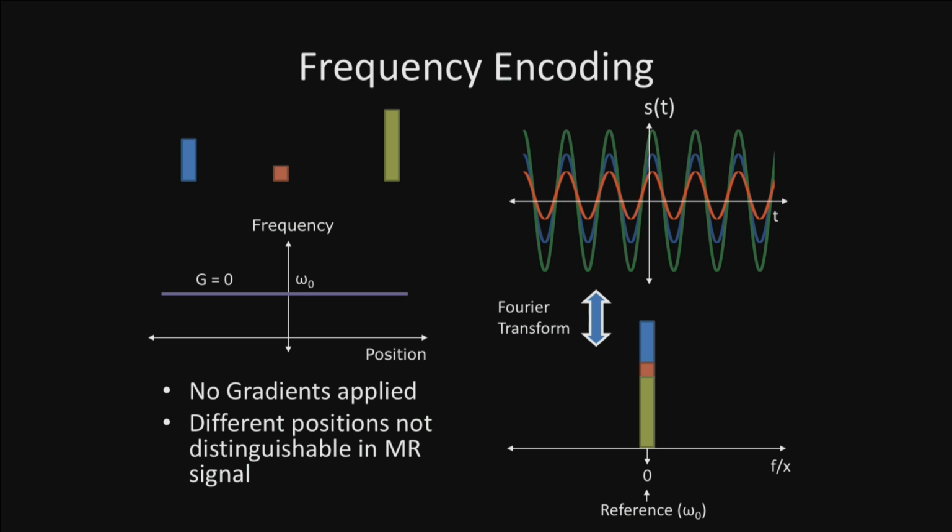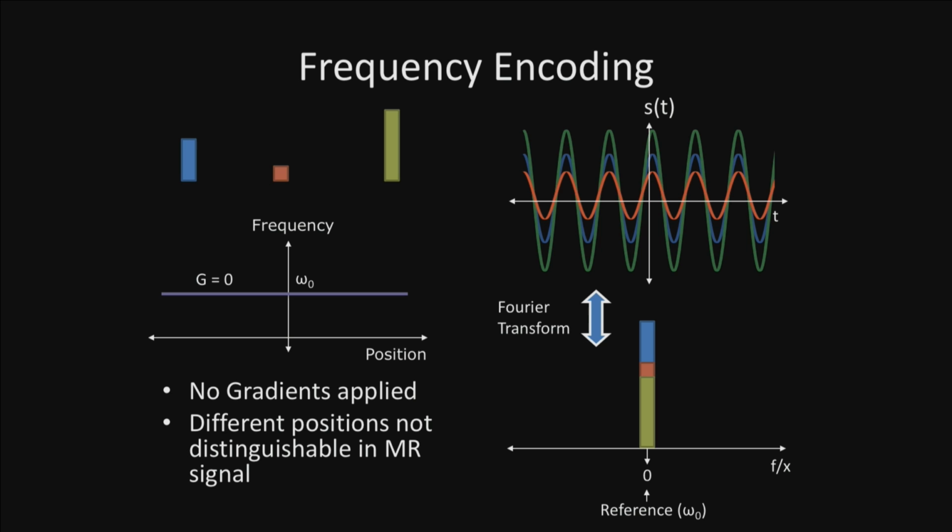So say we had 3 different objects here at different positions, but we have the same magnetic field at each location. Therefore, the signal we'd receive is at the same frequency, no matter where we are in our subject.